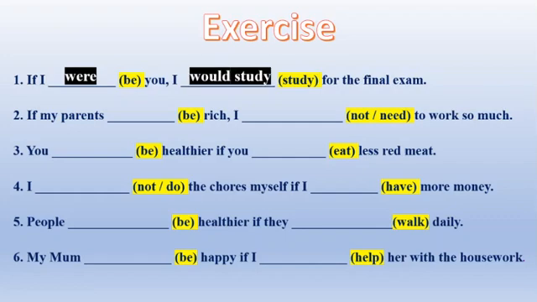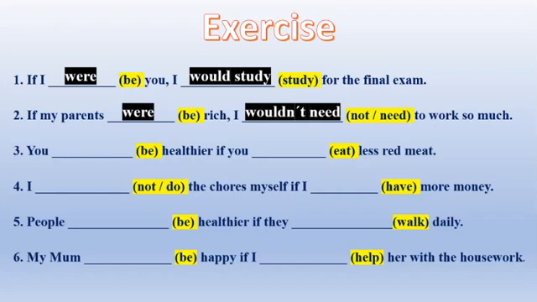Okay? Number 2, if my parents were rich, I wouldn't need to work so much. Now, why wouldn't? We have not in the brackets. Now you have to use a negative sentence. I wouldn't need to work so much. Now, in number 3, 4, and 5, it's different. They are in a different way. We have at the first part the consequence, and after that we have the condition.